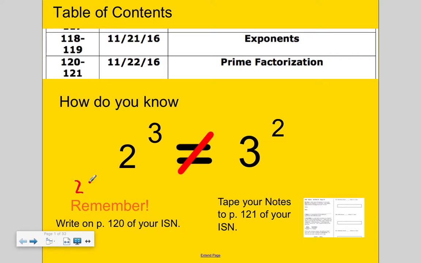The base is 2. The exponent is 3. That means it repeats itself. This factor repeats itself 3 times. The base is 3. The exponent is 2. That means this base or factor will repeat itself twice. So 2 times 2 times 2 is 8. 3 times 3 is 9. Oh, so they are not equivalent.